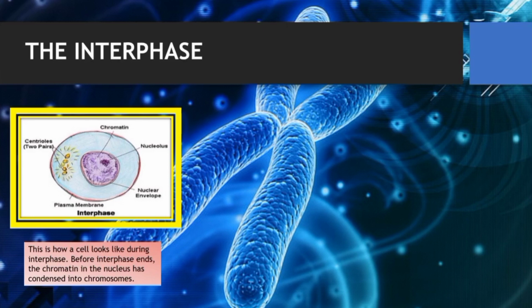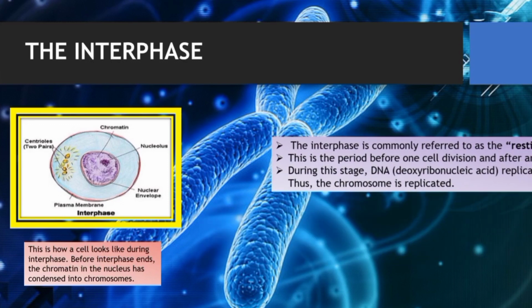Pag sinabi natin chromatin, they are thread-like structures. Parang mga sinulid sa loob ng nucleus. Pero later on, bago matapos ang interphase, magko-coil sila. Magko-condense at magiging shorter in appearance, also thicker, and that is now your chromosome.